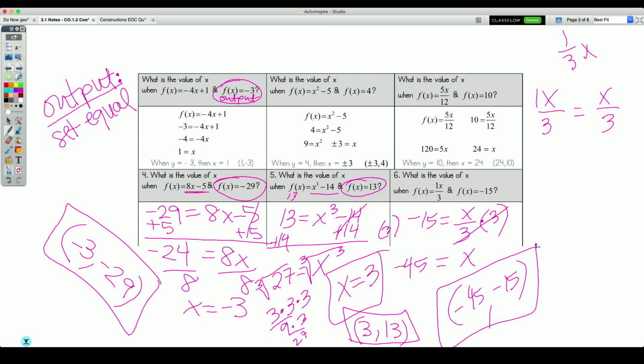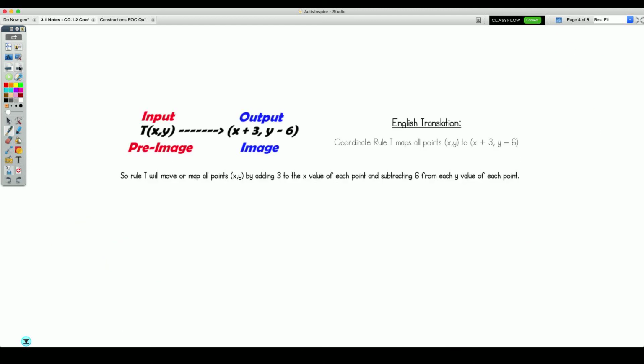You ready? This is at the bottom of your page. We're going to make a few notes there.